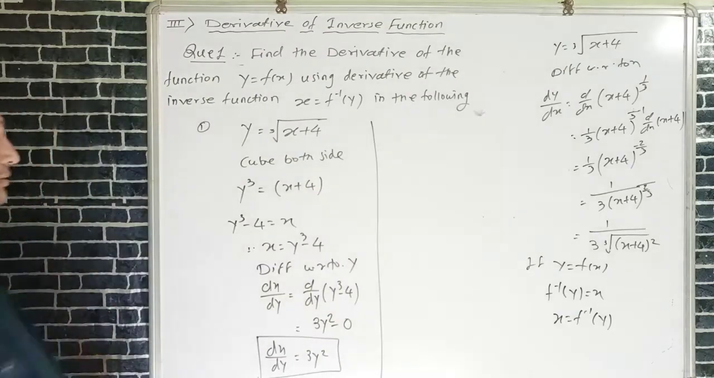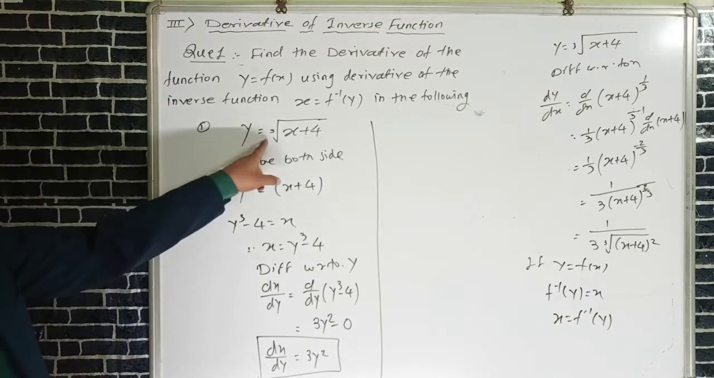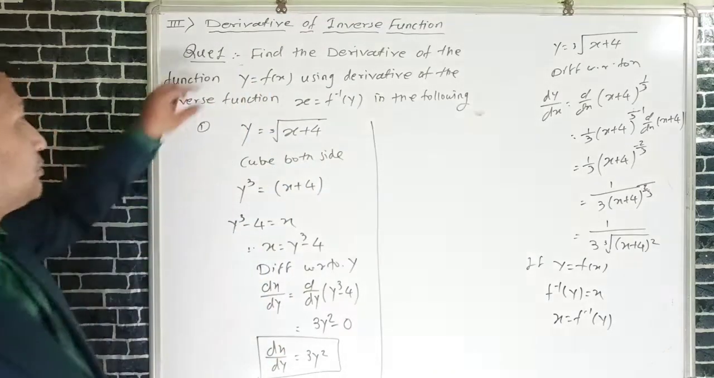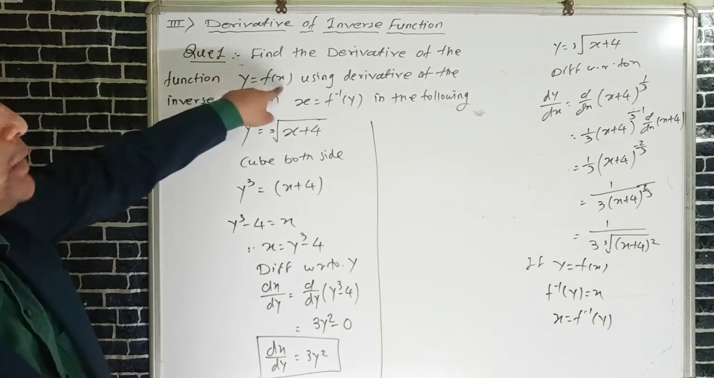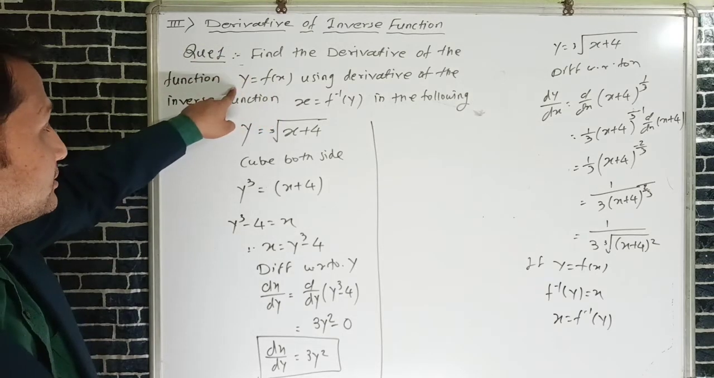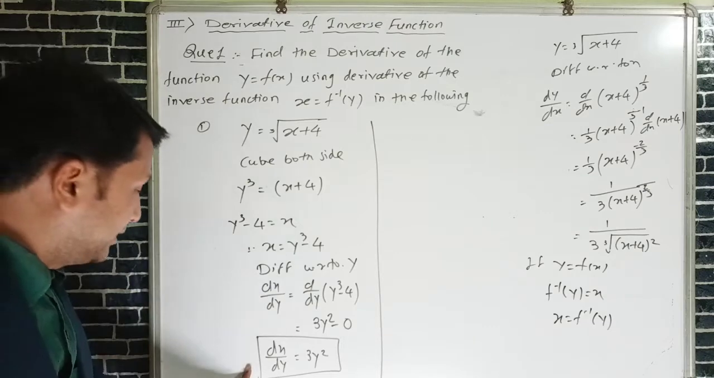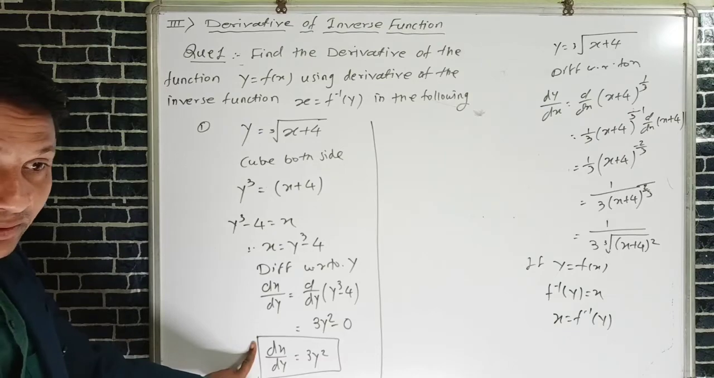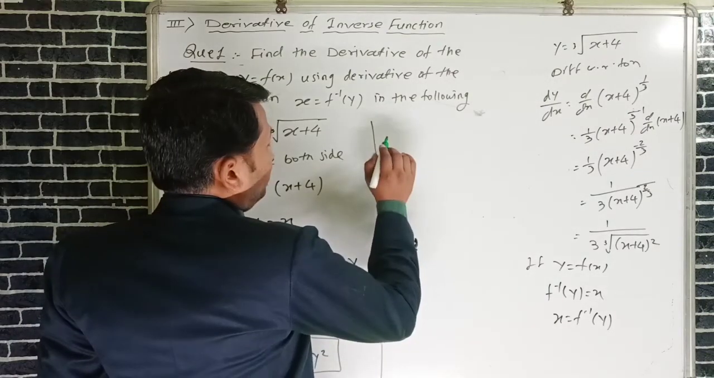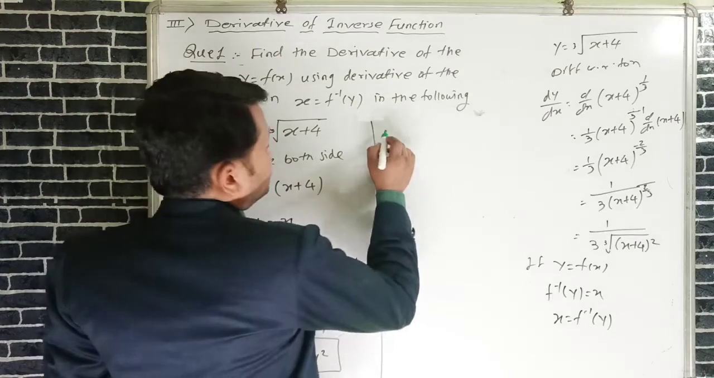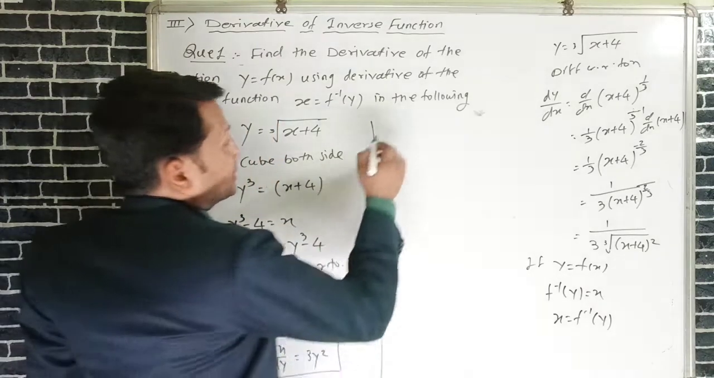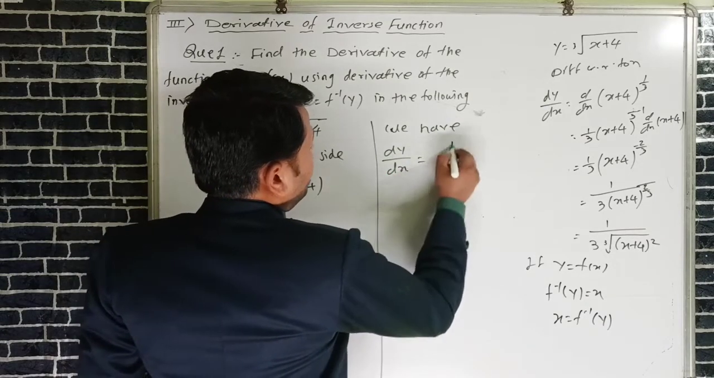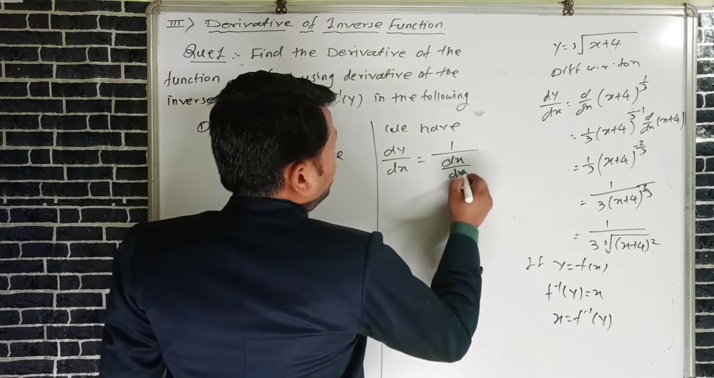But we know that y is equal to cube root of x plus 4, and we have to find the derivative of y, that is f of x. Hence, we have to find the derivative of y with respect to x, which means we have to find dy by dx. Now we find dx upon dy by using the inverse function. If we have to find the derivative of y with respect to x, that is dy by dx, then we have dy upon dx is equal to 1 upon dx upon dy.